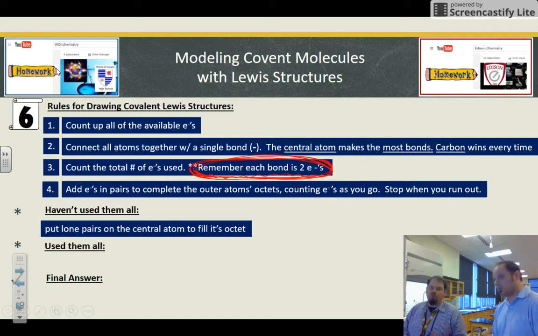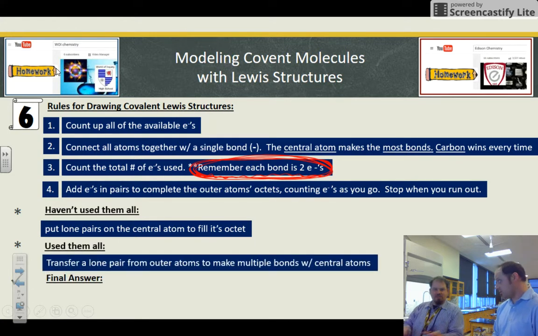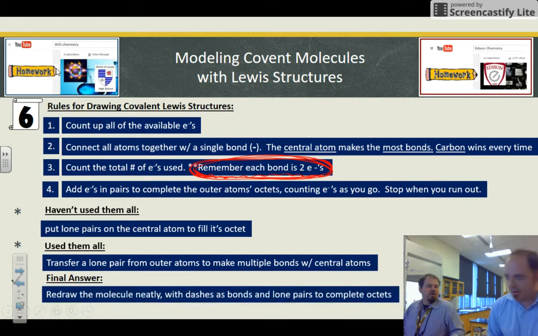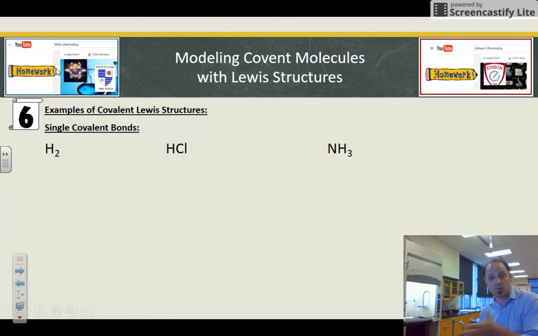Or you run out. And if I run out, this is where it gets fun. We get to make different things. We're going to take lone pairs and move them off of the outside atoms into making multiple bonds in the central atoms. We'll show you how to do that when you're all done. Redraw. Now, there's a set of rules, and then there's a visual set that I'm also going to show you once we get into the thick of it.